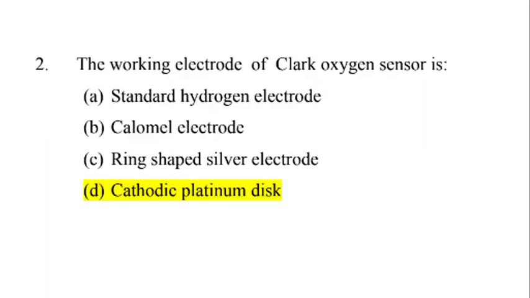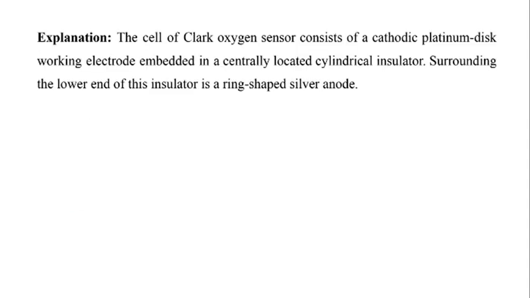So if you are able to answer question number first, then question number second is also similar. The working electrode of the Clark oxygen sensor is, same, nothing to explain here. Cathodic platinum disc is the only working electrode. Only two electrodes are there. One is a ring shaped silver electrode, which is the anode, and it is not the working electrode. So these are two electrodes, but the working electrode is the cathodic platinum disc. So this is the right answer.